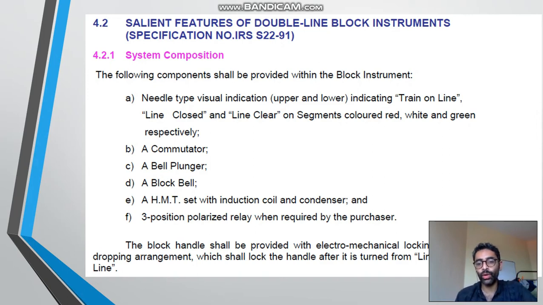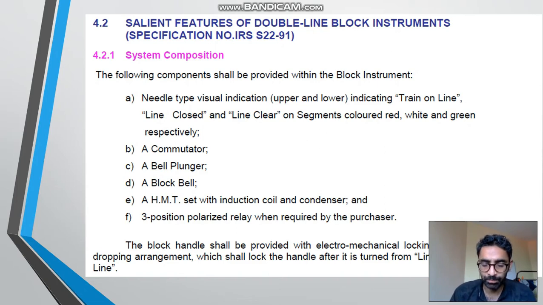The block handle shall be provided with electromechanical locking device with force dropping arrangement, which shall lock the handle after it is turned from line clear to train on line, right? So we should have an electromechanical locking device with force dropping arrangement which shall lock the handle once we turn the block handle from line clear to train on line, so that after we make it from line clear to train on line, we should not be able to move the block handle.